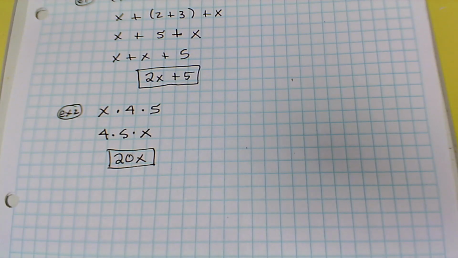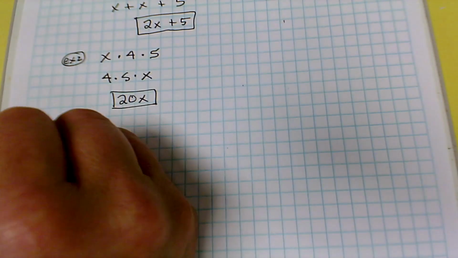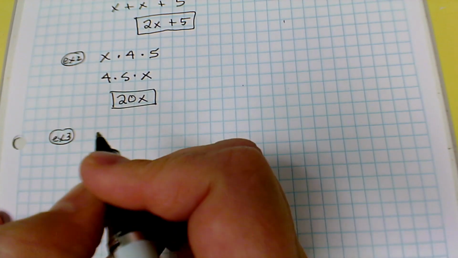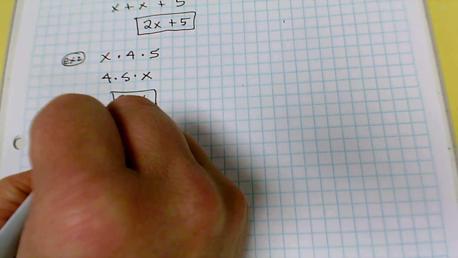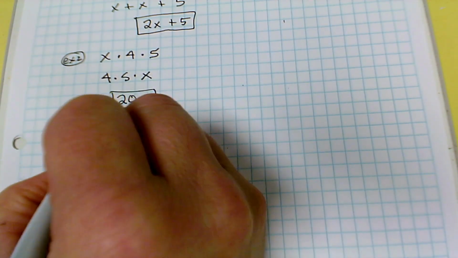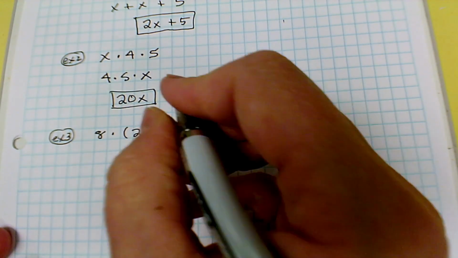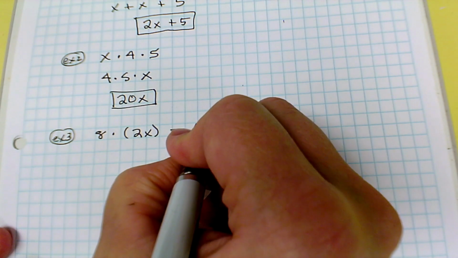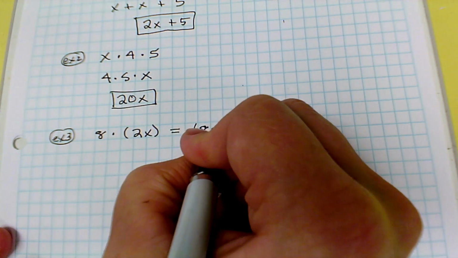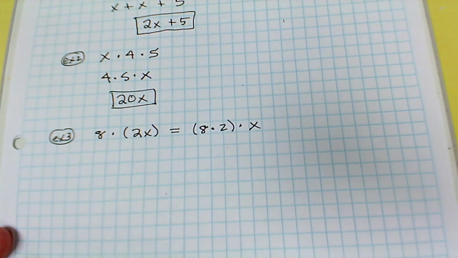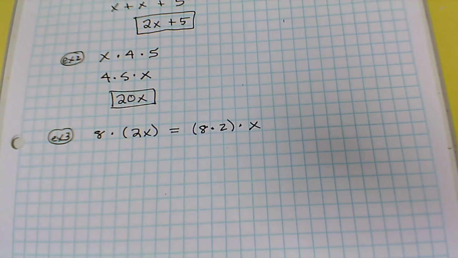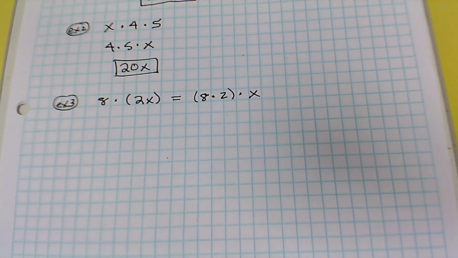We'll look at one more. All right, last one of these, and then we're done with notes. 8 times, in parentheses, 2x equals, parentheses, 8 times 2 times x. All right, first part of your homework, you're going to say which property it is that it's showing.